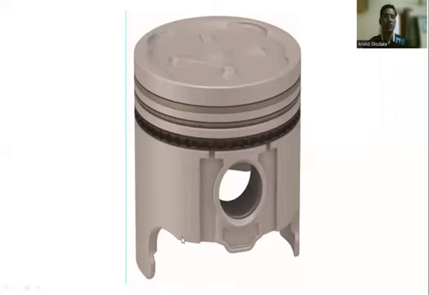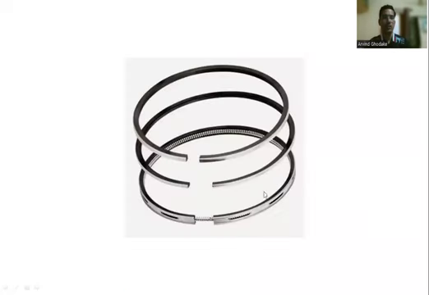Here you can see the diagrammatic representation of the piston ring slots. Here you can fit the piston rings, that is, two or three compression rings and one oil ring to prevent the leakage of oil. This is again the diagrammatic representation of the piston rings. There are two compression rings and one oil ring used in the piston.